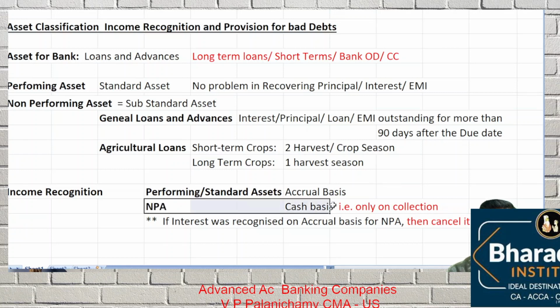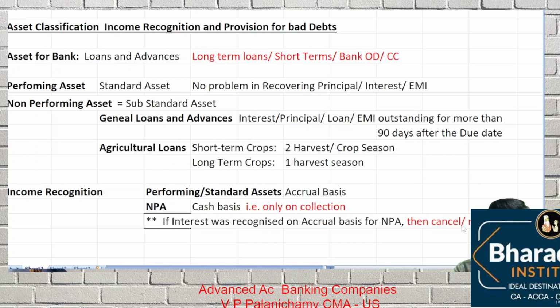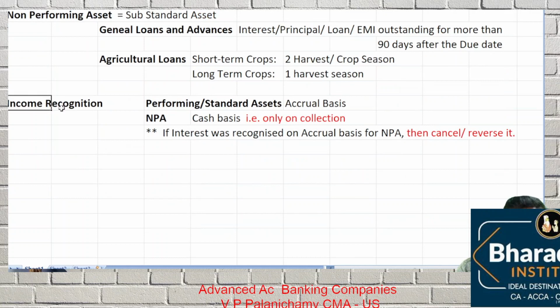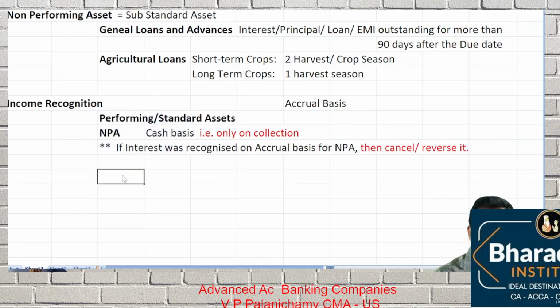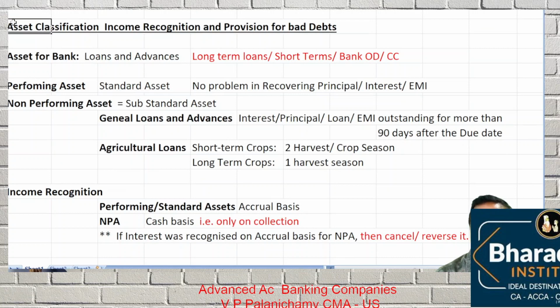So for performing assets, we record the income on due basis. For NPA, only on cash basis, because of prudence. If there is a problem in recovering the money, be prudent. Only on collection do you take it as income. Please pause and copy this. So NPA only on cash basis. If interest was recognized on accrual basis already, then cancel that portion. Please copy this. Next, we'll move on to provision for bad debts.